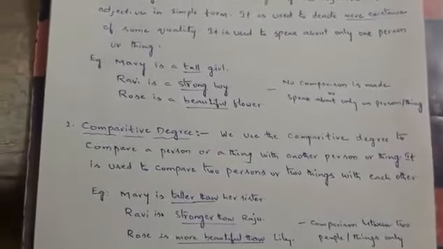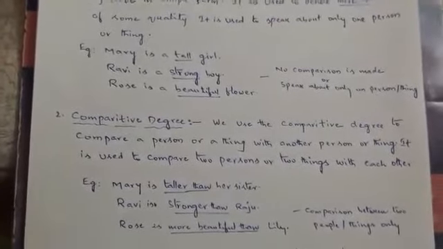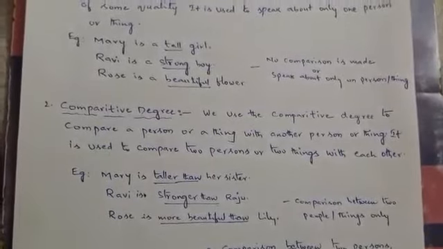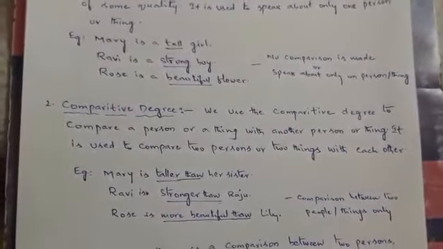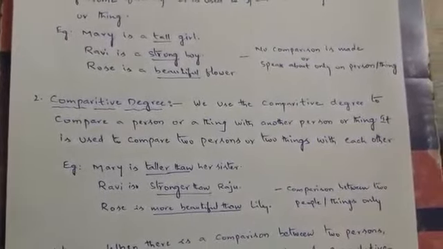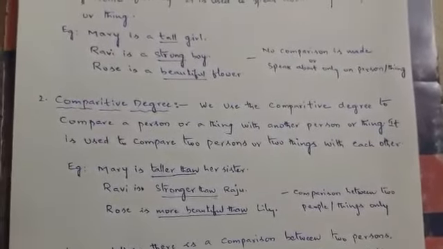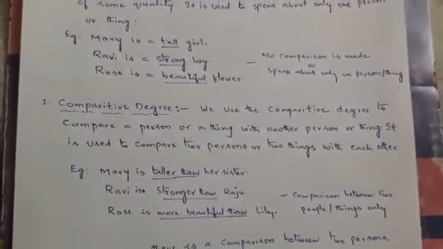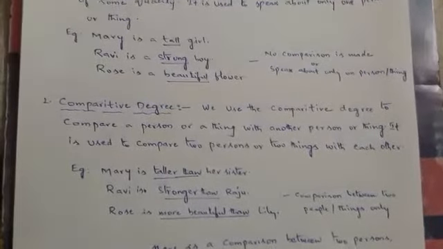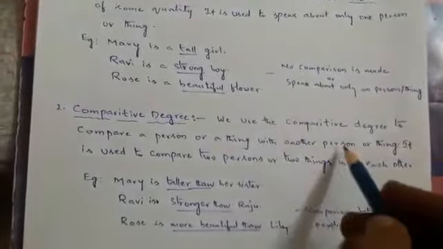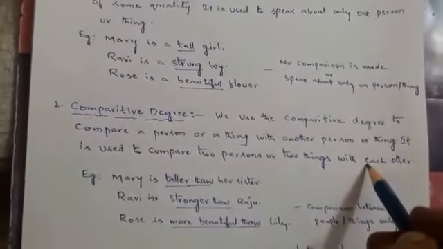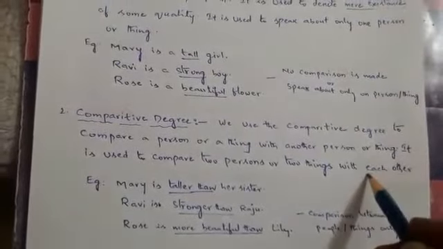So, let us come to the second one, comparative degree. We use the comparative degree to compare a person or a thing with another person or thing. It is used to compare two persons or two things with each other. With each other. This is a very important thing.